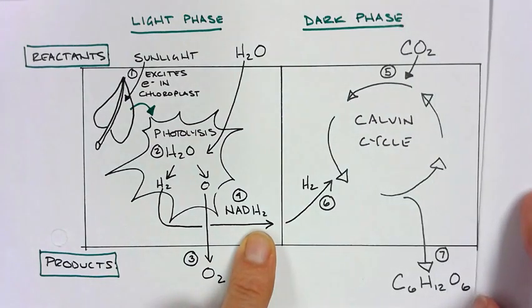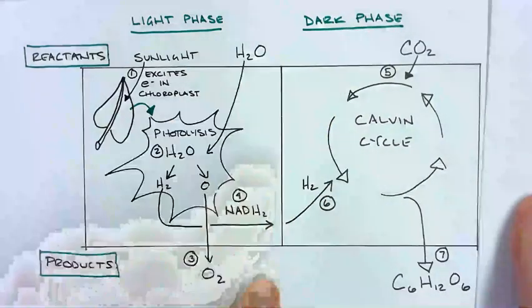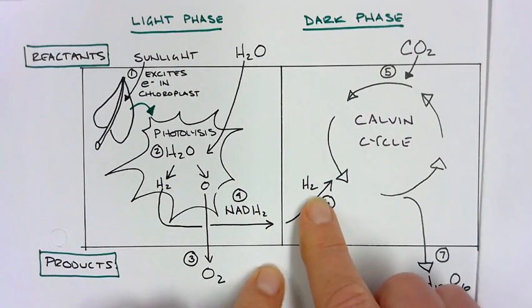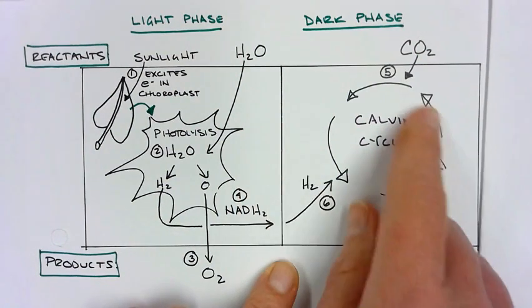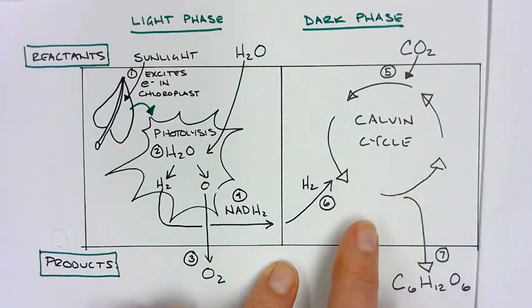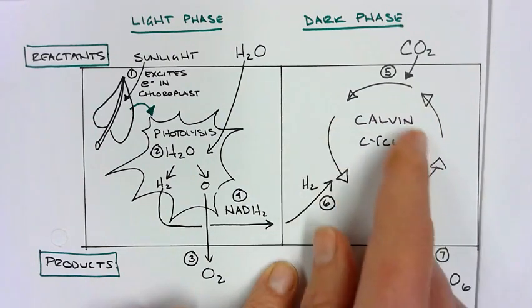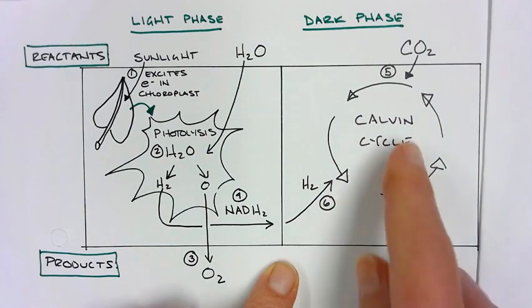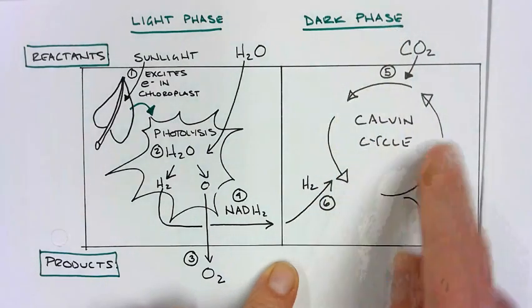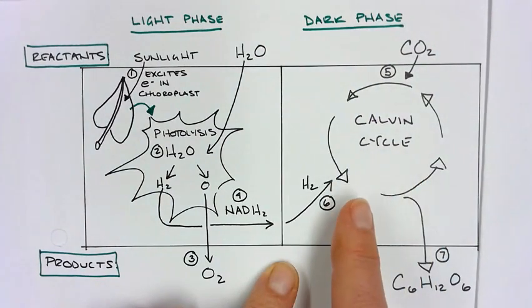The second phase is called the dark phase. The dark phase uses that hydrogen gas. There's also a little bit of ATP that hops across here to run something called the Calvin cycle. I try to remember Calvin and Hobbes, and they have a book called The Dark Side of the Moon. So I think of this as the dark phase. This does not require sunlight to operate.